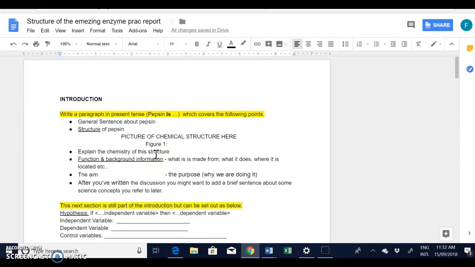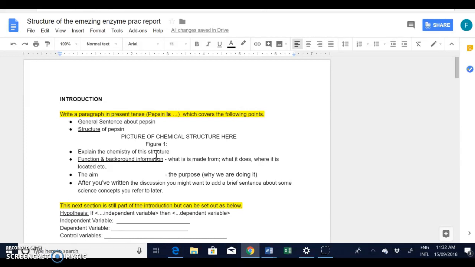Then your function and background information. So what's it made from? How does it get formed? What does it do? Where's it located? Things that you think are relevant to this experiment. You might even want to mention tofu in there, or what type of thing tofu is.